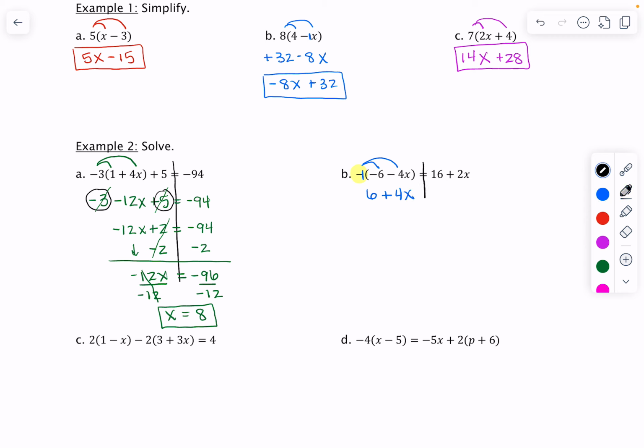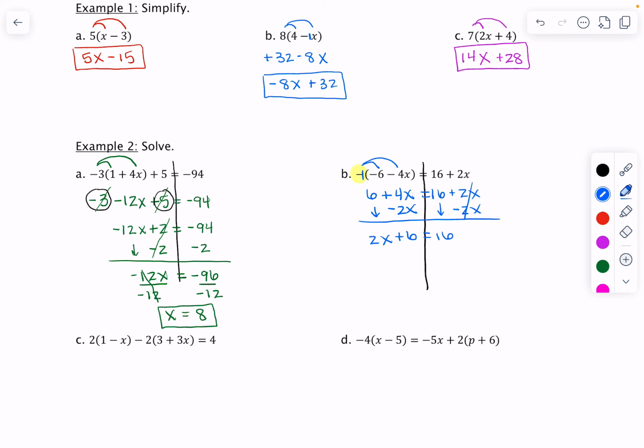Let's draw our line down the middle. And on the right side, we're just going to bring that 16 and that positive 2x down. Now I can go ahead and start getting my variables on the left side, my constants on the right side. So I'm going to subtract the 2x on both sides. Those cancel. Bring down your 6. 4x minus 2x is positive 2x plus 6. Bring down your 16.